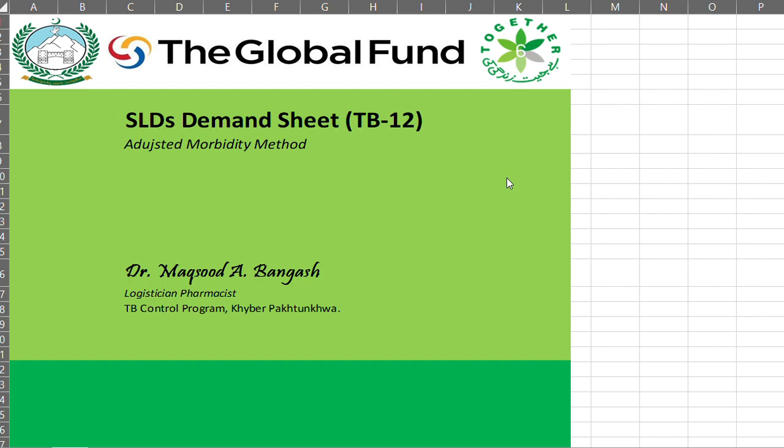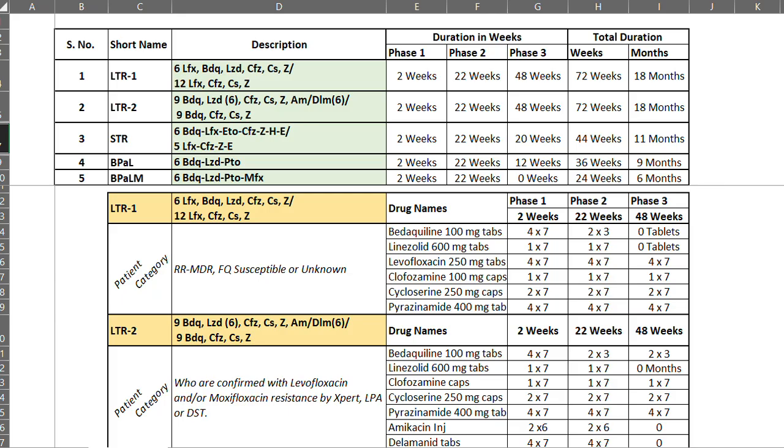We will try to understand how many types of regimens are adopted in the treatment of DR-TB patients. Here are five types of DR-TB regimens. The first one is LTR, long treatment regimen 1, which comprises 18 months or 72 weeks.